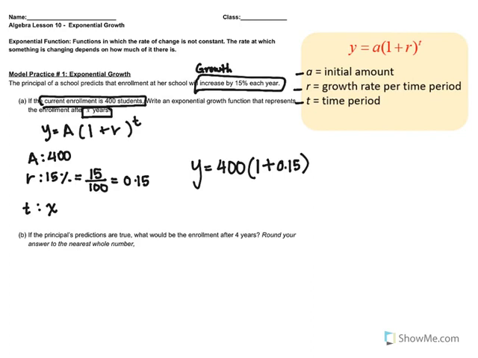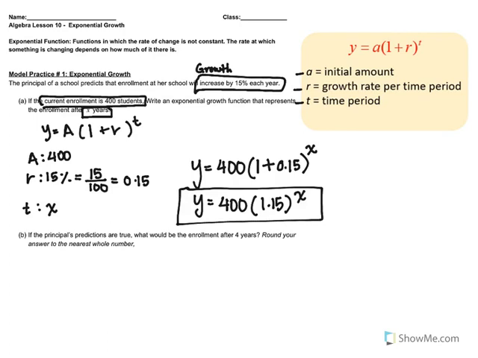And I don't know how much time has passed. So instead of t, I'm going to put an x right here for time. And I can either keep it this way, or I can simplify it further to say that my equation would be 400 parentheses 1.15 to the x, and that's my function. Okay, remember, an exponential function is just an equation that looks like this.